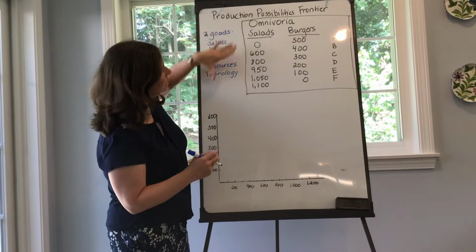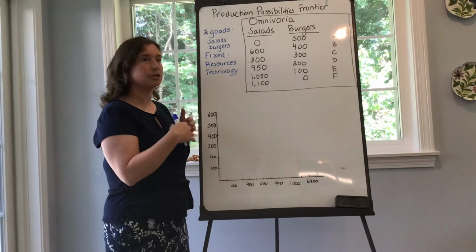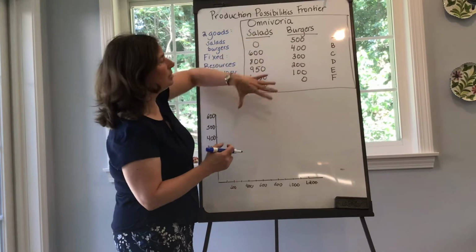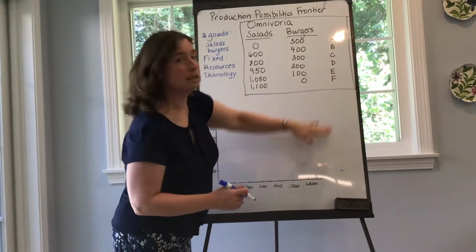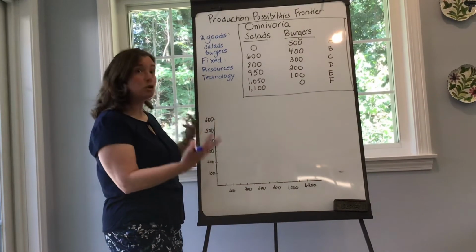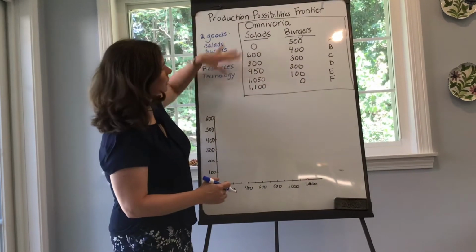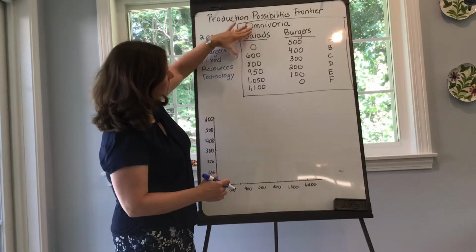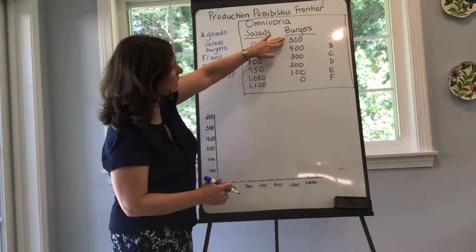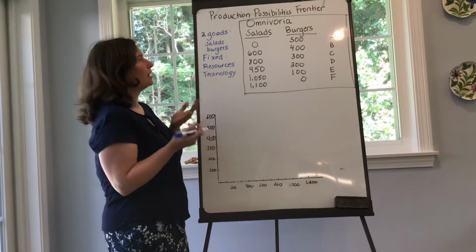Okay, so here's my summary of some combinations of salads and burgers that can be produced in Omnivoria. So what I've done is I've listed 6 combinations and I've labeled them A, B, C, D, E, and F. And we're going to plot those on this graph in just a moment, and that is going to show us our production possibilities frontier. But I want you to notice a couple of things here. First, that we have on the salad column increasing levels of production. On the burger column, decreasing levels of production. This illustrates the trade-off that Omnivoria faces.